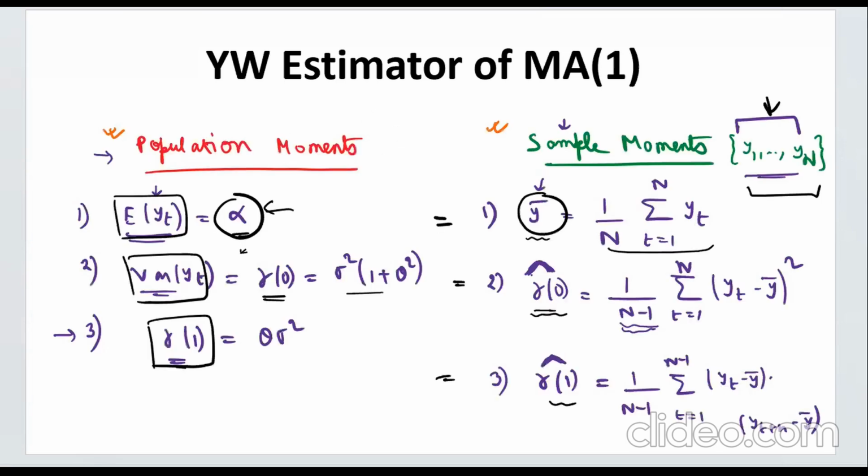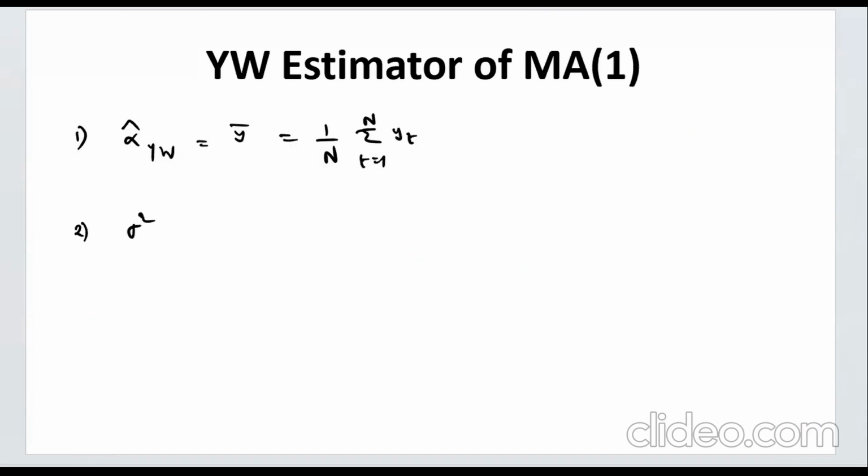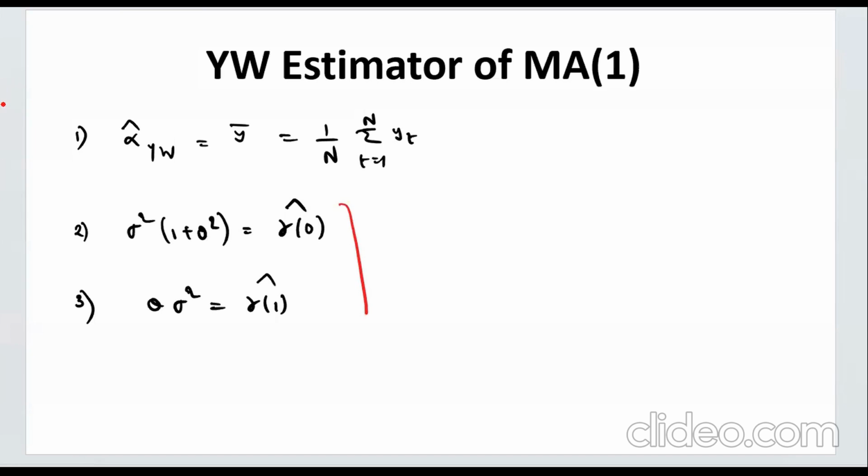Now, the second thing will be to equate these two things. Sigma square (1 plus theta square) is gamma naught cap. And the third is theta sigma square is gamma 1 cap. Now, you have to find out what sigma is and what theta is. For that, you can divide this by this. So sigma square (1 plus theta square) upon theta sigma square is gamma naught cap upon gamma 1 cap, right?